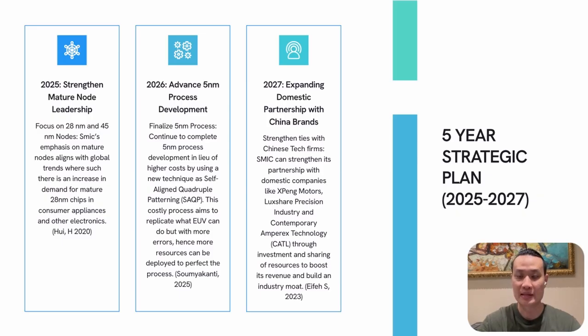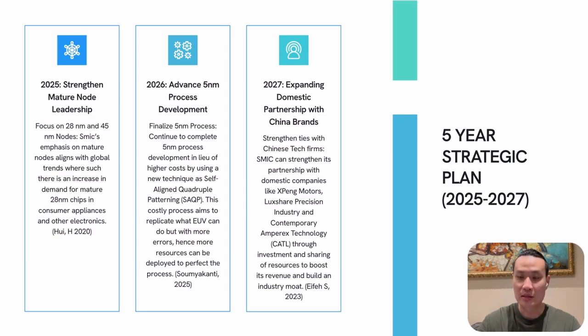Let's look at SMIC's five-year strategic plan, starting from this year, 2025. The first step is to reinforce its leadership in mature node chips such as 28nm and 45nm. These chips are still in high demand, especially in the automotive and industrial control industries. By focusing on its strengths, SMIC can secure reliable revenue while avoiding the more restricted advanced nodes.